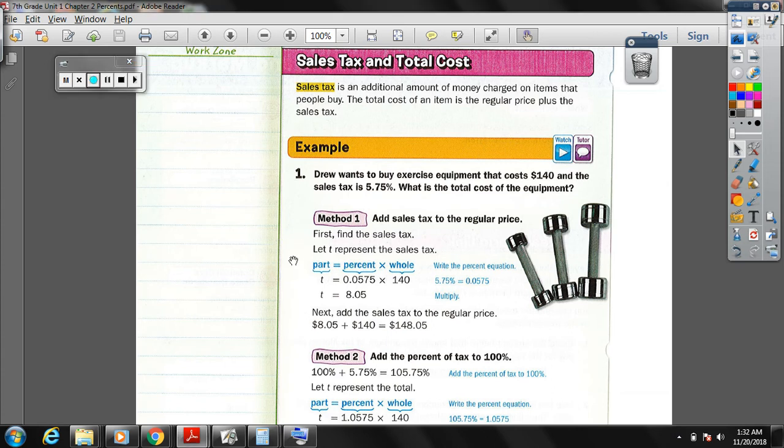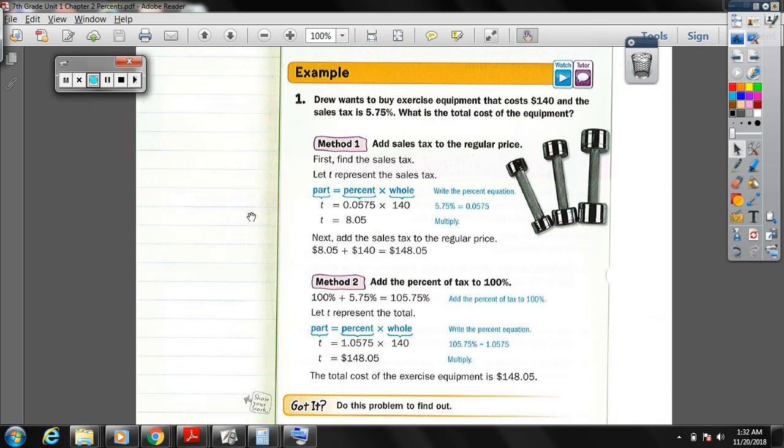Example 1 here. With example 1, we are given two different ways to solve. We have method 1, we have method 2. Method 1 is showing us how we could find the sales tax first and then add it to the original cost. Method 2 is showing us if we just combine the percents together and then multiply it to the original cost, we will have the total cost in one calculation. So, let us begin.